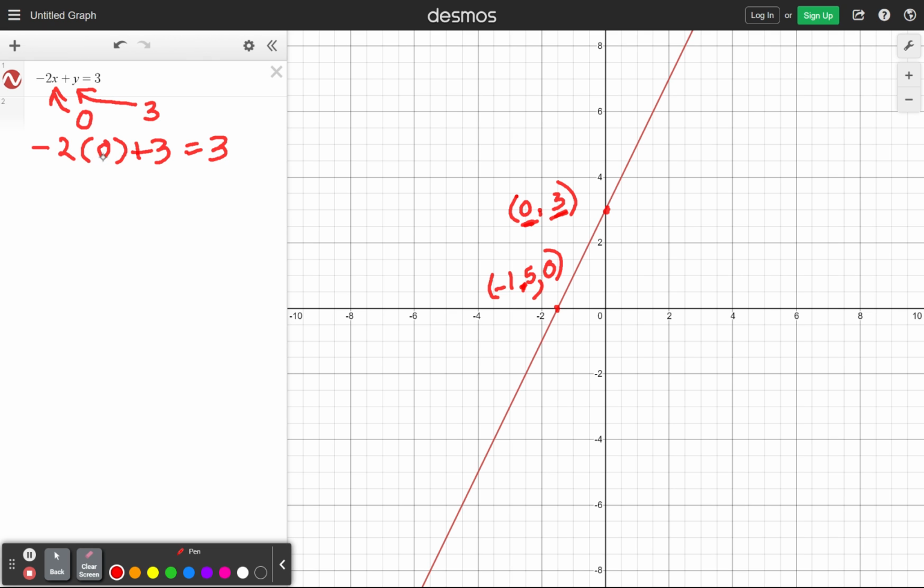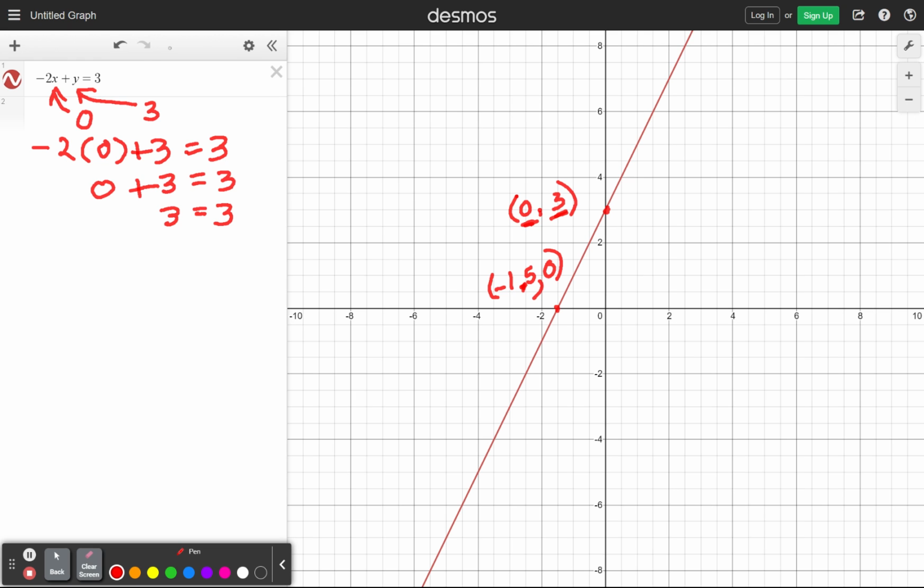And if we take negative 2 times 0, well, that's just 0. And 0 plus 3, of course, is just 3. And so we see that it does come out equal. The left side is equal to the right side. So that verifies that that (0, 3) really is on the line. And we could try the same thing for (negative 1.5, 0), and we would see that it does actually come out equal. Okay? And now for any other point on the line, you could also test that.